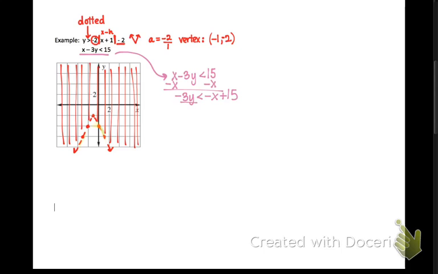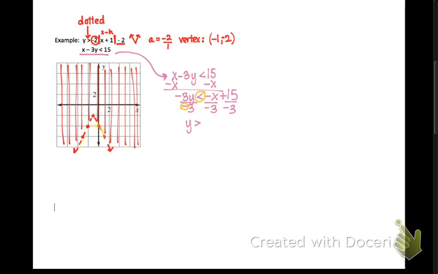Then we need to divide, and again, we keep talking about this, we have to divide everything by -3, not just the x term, not just the constant term, we have to divide all three parts. Also remember that whenever you divide by a negative, you have to switch the direction of your inequality. So mine's going to, instead of being less than, now become greater than. So I have y is greater than.